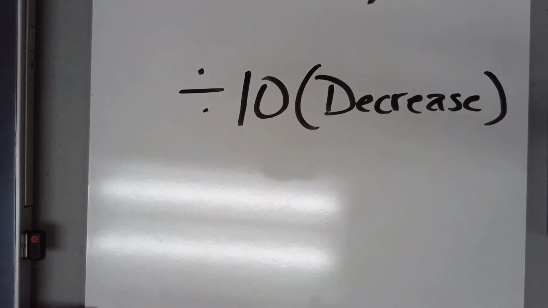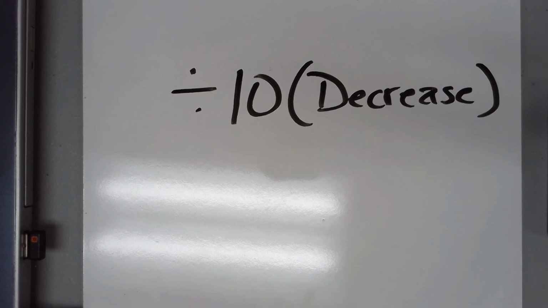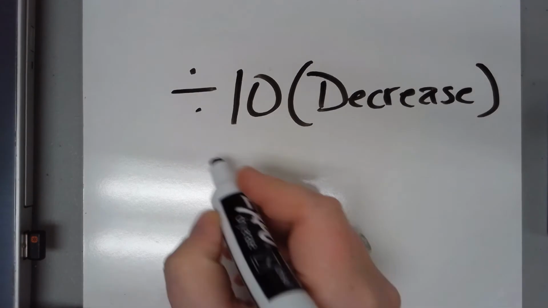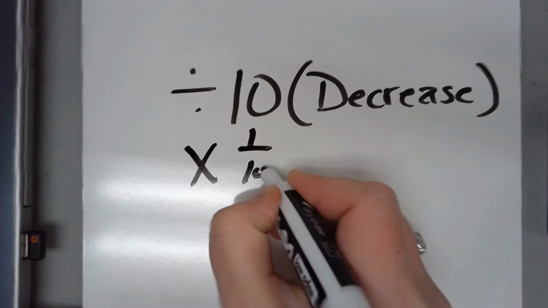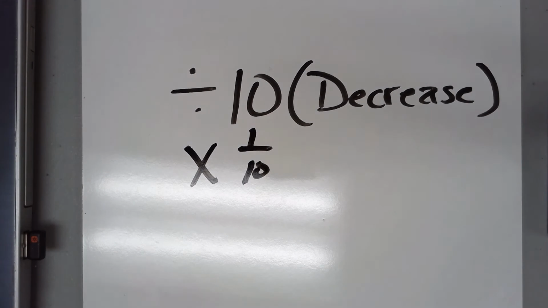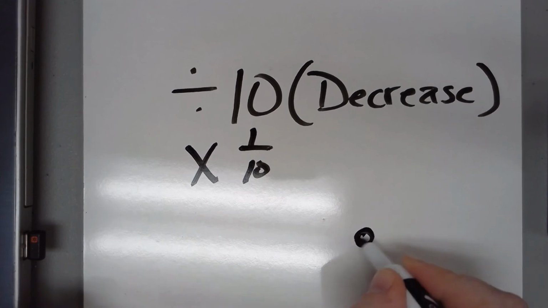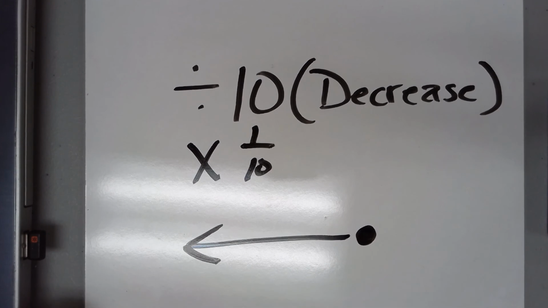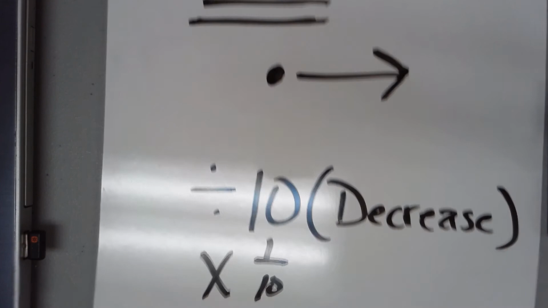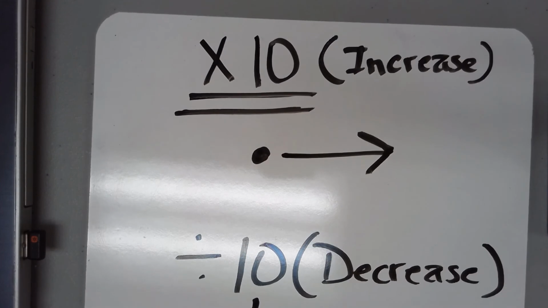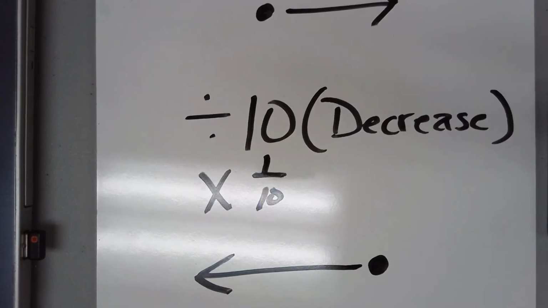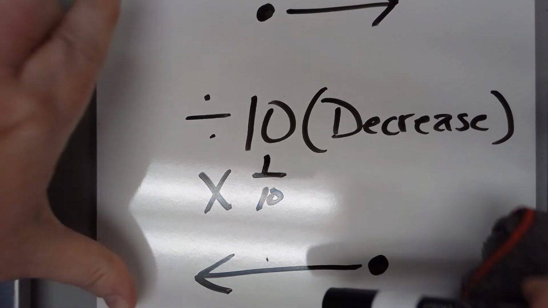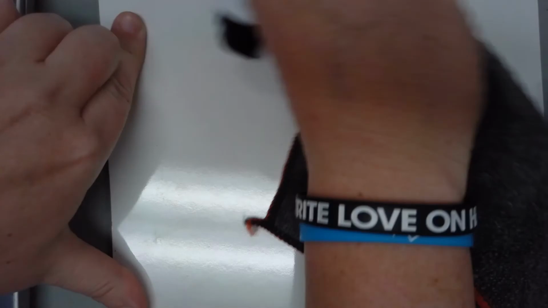So the opposite is in play if we decrease. If we decrease by 10 or divide by 10, or it may say multiply by 1/10, we are making the number smaller. So that means that the decimal is going to be moving to the left. So when we increase by 10, the decimal moves to the right. When we decrease by 10, it moves to the left. So if this theory is true, let's try it out.